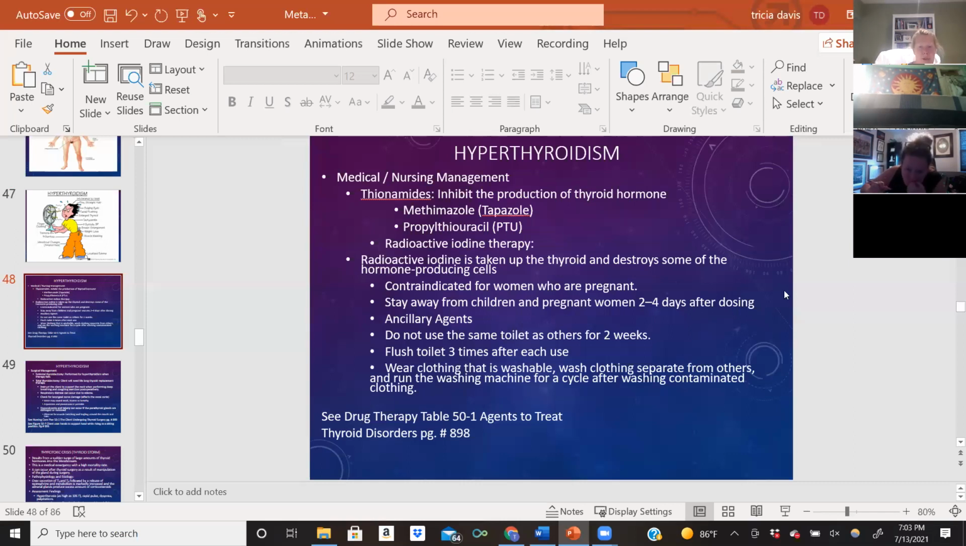You can look at table 50.1, which is going to talk about these two medications. And then page 898 also talks about thyroid disorders.